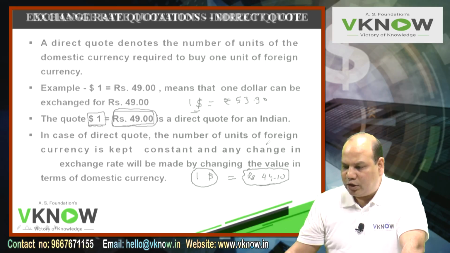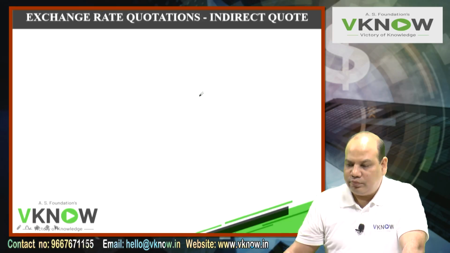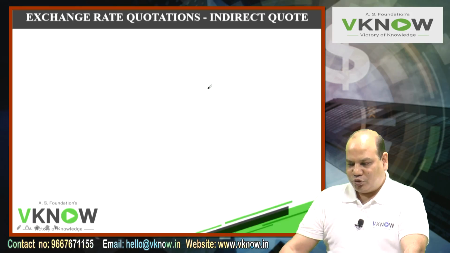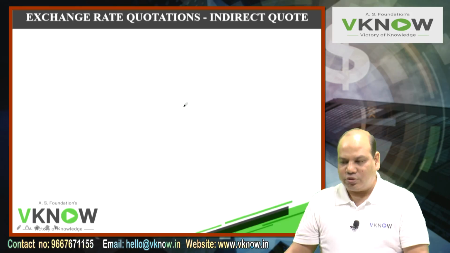So in India we are more comfortable with direct quote because we have the custom or convention of using direct quote in India. So all the rates that you see in the newspaper and television channels are direct quotes. They will say today the dollar was 76 rupees per dollar, the pound was 97 rupees per pound, the euro was 83 rupees per euro, like that. So we are more used to direct quote.